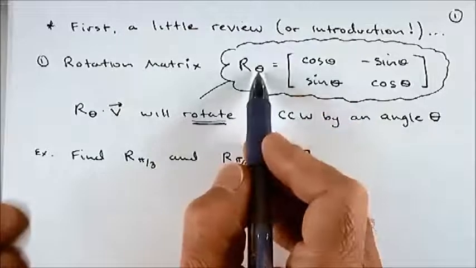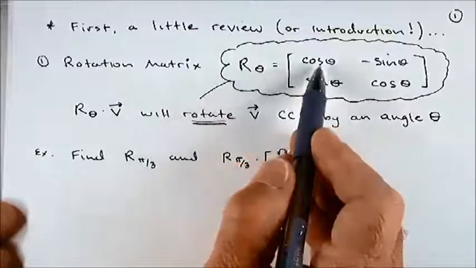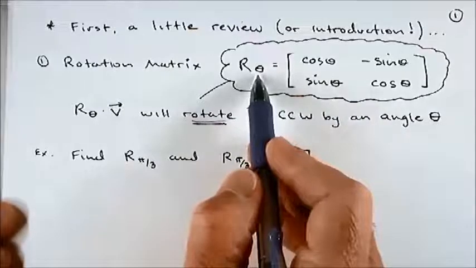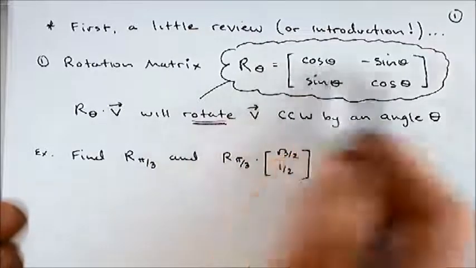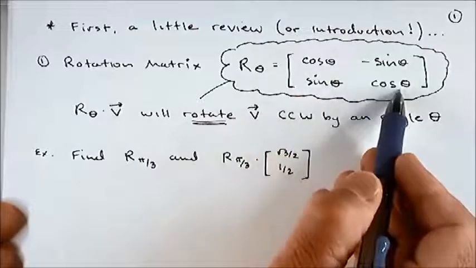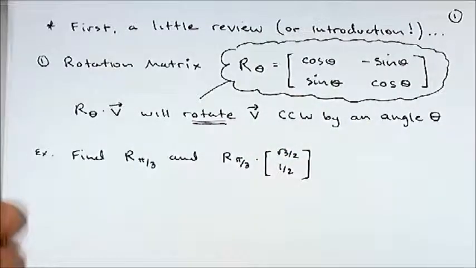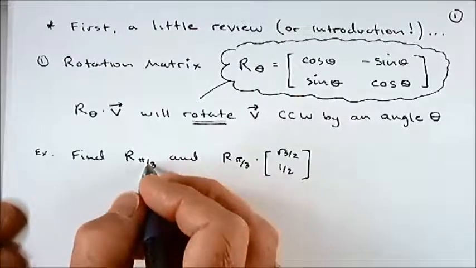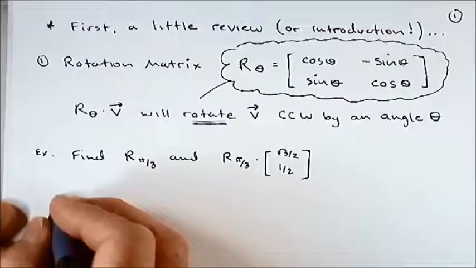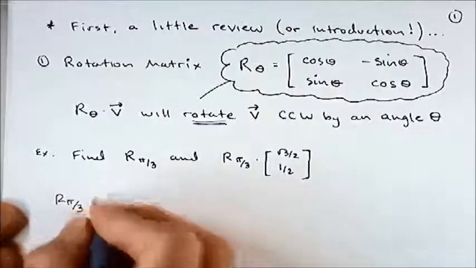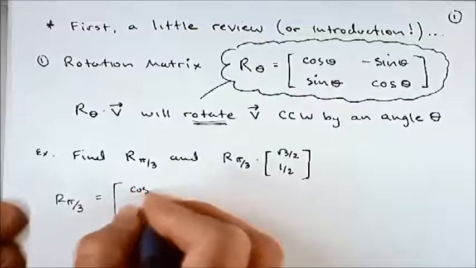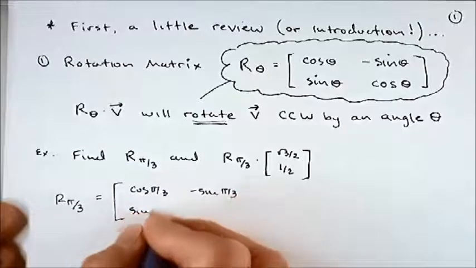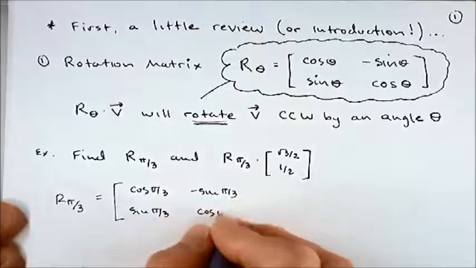And how they can be developed is, if you want to rotate a vector by an angle theta counterclockwise, then the matrix is cosine theta, negative sine theta, sine theta, cosine theta, and when applied to any vector, it will rotate it by that angle. For example, the rotation matrix for pi over 3 would be cosine of pi over 3, negative sine pi over 3, sine pi over 3, cosine pi over 3.